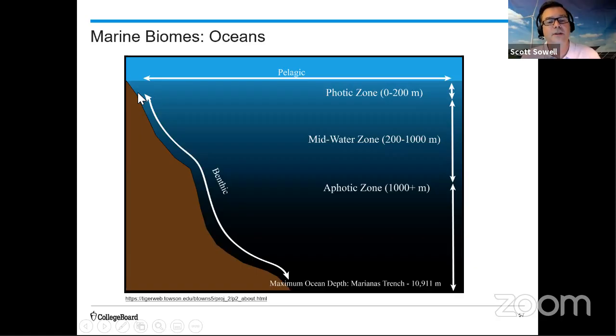So just as a vocabulary reminder, benthic means bottom. So anything living on this bottom, whether it's shallow or deep, is called benthic. Pelagic is the open part of the ocean. And then we have this dark aphotic zone where we do not have light. So therefore photosynthesis is not going to happen, but we may have something like chemosynthesis that we would see in the hydrothermal vents, those deep, deep vents.